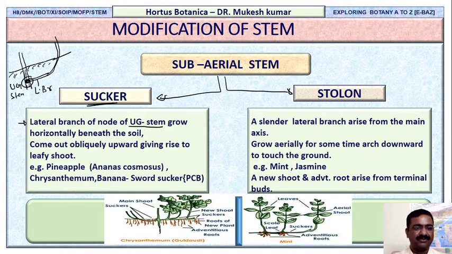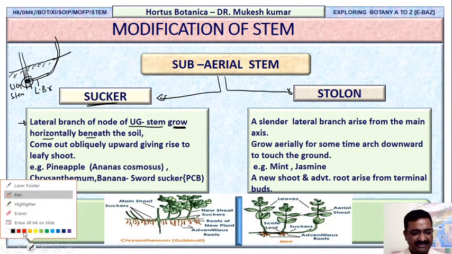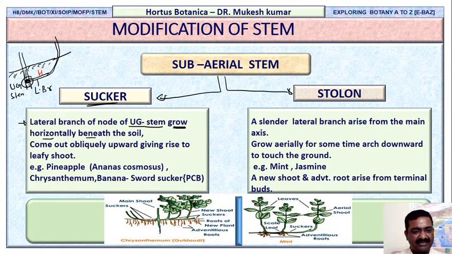Fine. Now, how does it grow? It grows horizontally beneath the soil. So notice it, the first growth is horizontal. Then it comes out obliquely upwards. See, this is the oblique position, so it is coming out obliquely, giving an aerial shoot. I think it's very much clear by this diagram.